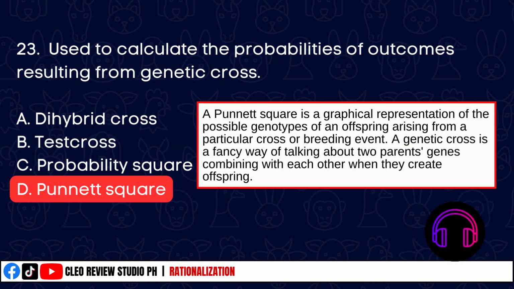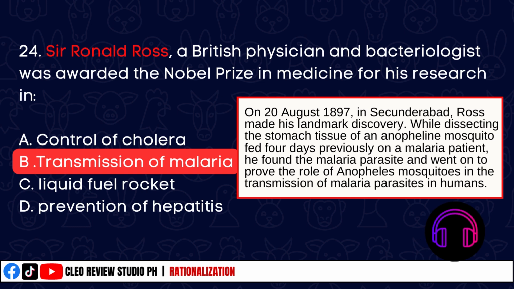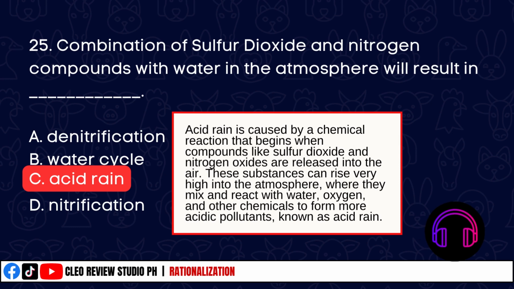Used to calculate the probabilities of outcomes resulting from genetic cross. The short ratio for Punnett square is already on the screen. Sir Ronald Ross, a British physician and bacteriologist, was awarded the Nobel Prize in Medicine for his research in transmission of malaria. Combination of sulfur dioxide and nitrogen compounds with water in the atmosphere will result in blank. The correct answer is acid rain.